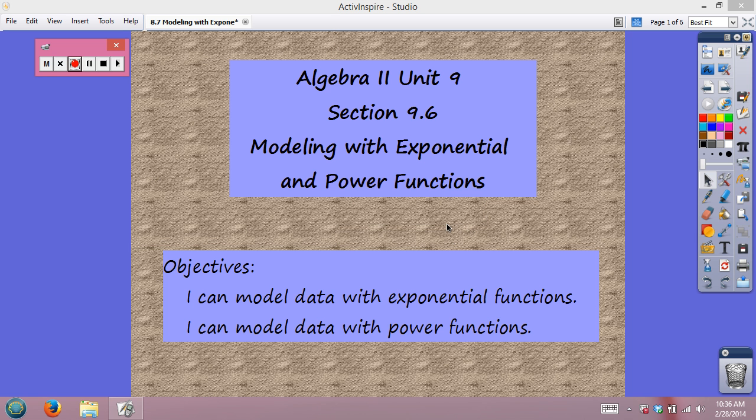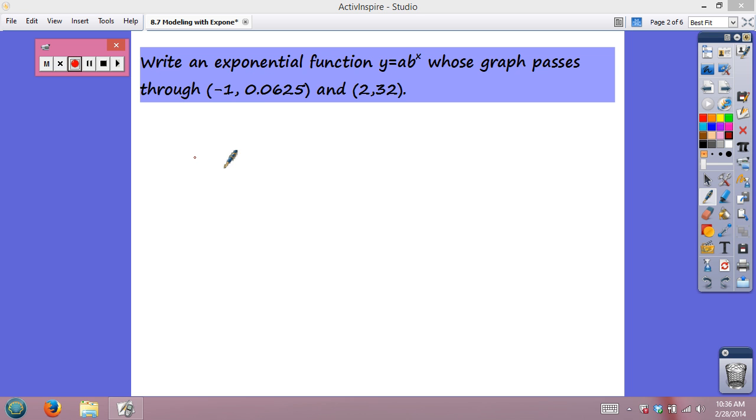In this lesson, we are going to model data with exponential functions and model data with power functions. In the first example, we're going to learn how to write an exponential function in the form y equals a times b to the x, whose graph passes through two given points.